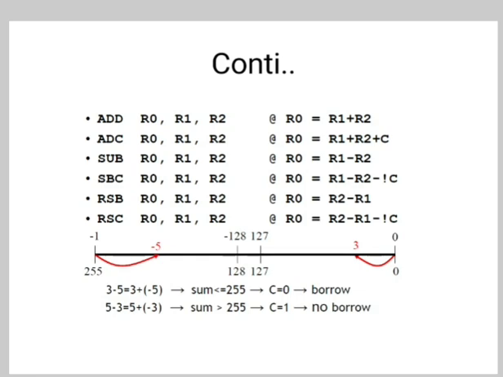Next is subtraction, SUB R0, R1, R2. So R0 is equal to R1 minus R2. Next SBC R0, R1, R2. SBC means with carry, so it is minus C. RSB R0, R1, R2 is reverse subtraction, so it is R2 minus R1, and reverse subtraction with carry is RSC, R2 minus R1 minus carry.